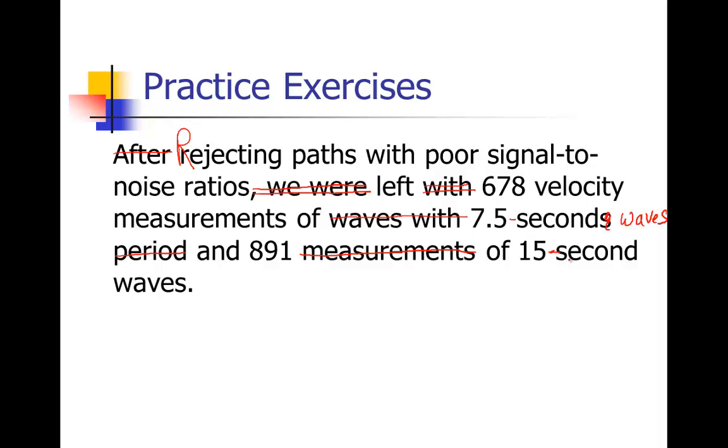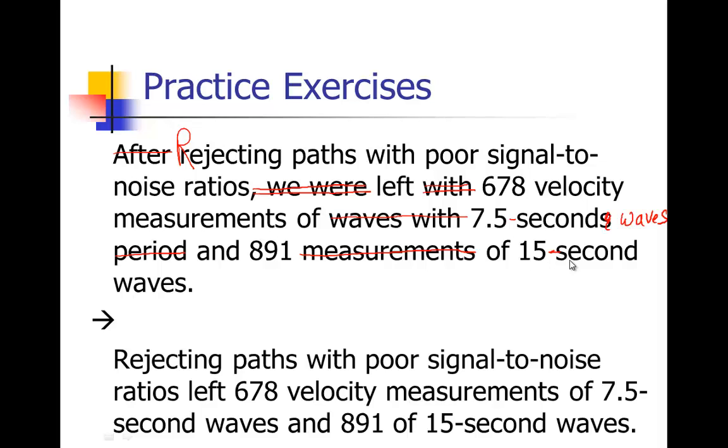We don't need to repeat measurements. We probably don't need that word period in there. So there's a lot of little things we can drop from this one. So this one goes to: rejecting paths with poor signal to noise ratios left 678 velocity measurements of 7.5 second waves and 891 of 15-second waves.